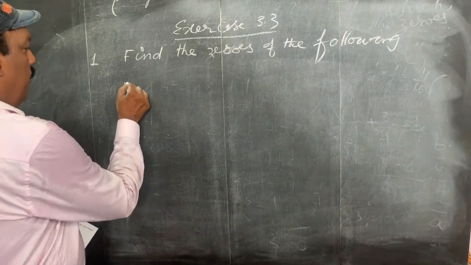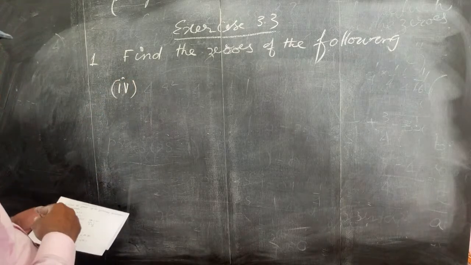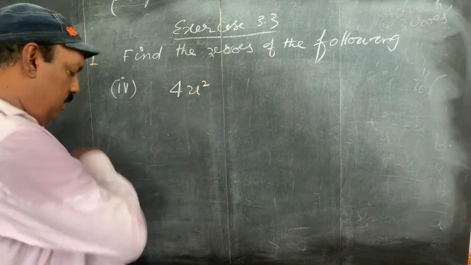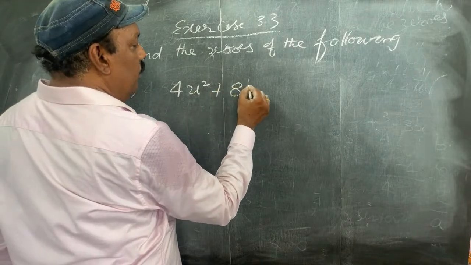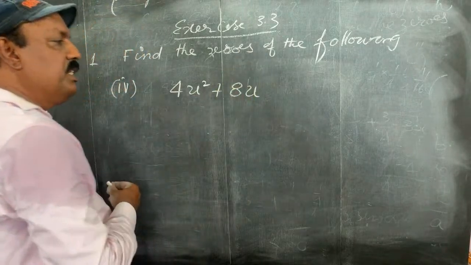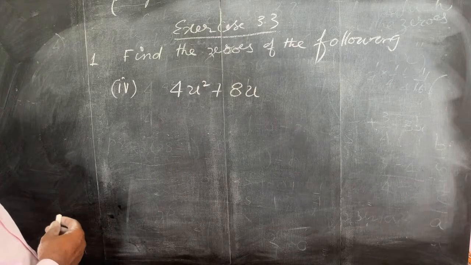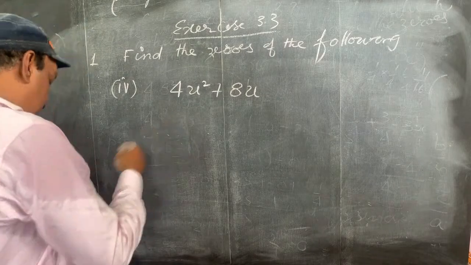Now the fourth bit in the first sum. It will look different, so be very careful. 4u square plus 8u. 4u square and 8u. This is the quadratic equation you got in the fourth bit. This is a little bit different, which is why I am doing it here.